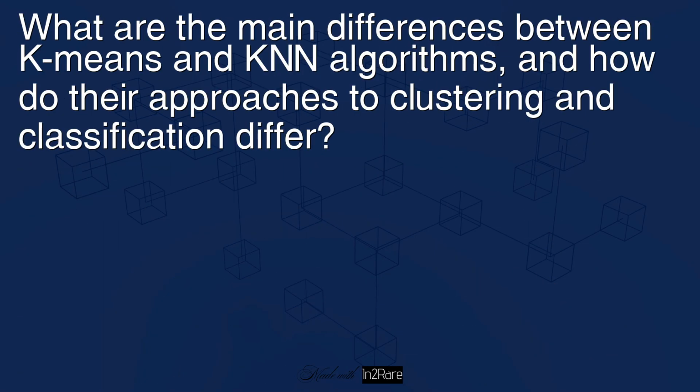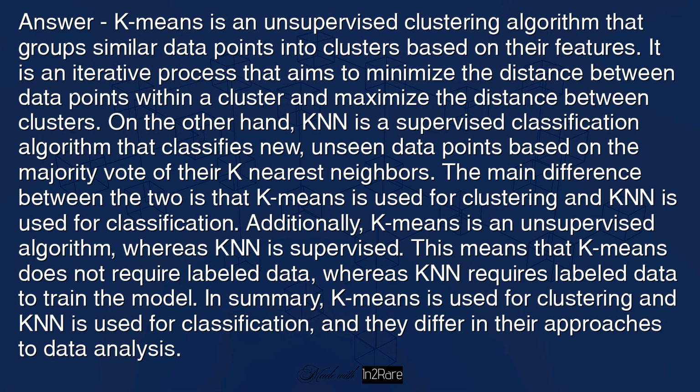What are the main differences between K-means and KNN algorithms, and how do their approaches to clustering and classification differ? Answer: K-means is an unsupervised clustering algorithm that groups similar data points into clusters based on their features. It is an iterative process that aims to minimize the distance between data points within a cluster and maximize the distance between clusters. On the other hand, KNN is a supervised classification algorithm that classifies new, unseen data points based on the majority vote of their K-nearest neighbors.